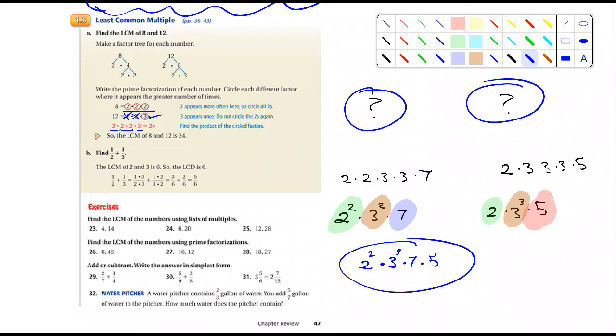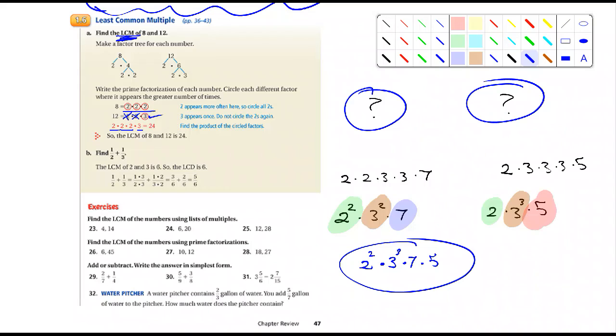So keep in mind that when you do the least common multiple, you use all the factors that are listed and the most occurring one. Okay, I know you do. You're just going to have to wait. All right. Questions, anybody on this?